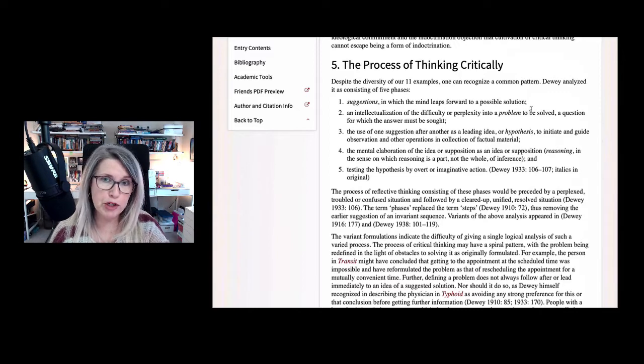Now we're leaping forward to a possible solution. Problem is they skip all the way down. They don't even test. They skip all the way down to saying that's our conclusion. We've concluded that that is so. Because the next step would be an intellectualization of the difficulty or perplexity into the problem to be solved. A question for which the answer must be sought.